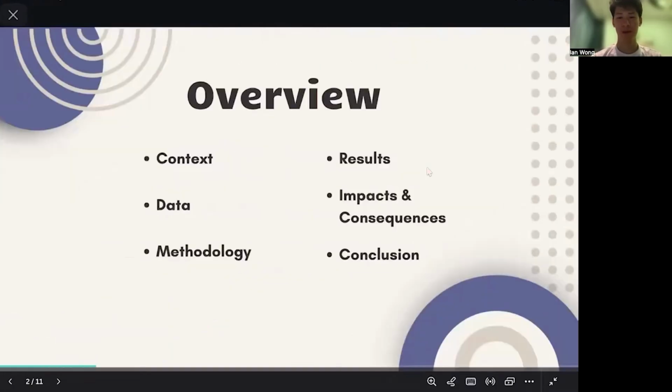Here's the roadmap. First, I'll give context on the US-China trade war. Next, I'll explain my data and methods. Then, I'll walk through the key findings, the reporting gap, and trade redirection. Finally, I'll connect these findings to their broader impacts before wrapping up with conclusions.